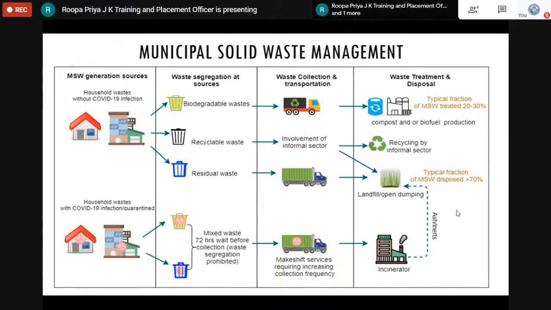It is segregated as biodegradable waste, recyclable waste, and residual wastes. And it is then collected and transported, which is either transported to processing units or it is also transported to the landfilling, which is the ultimate disposal.